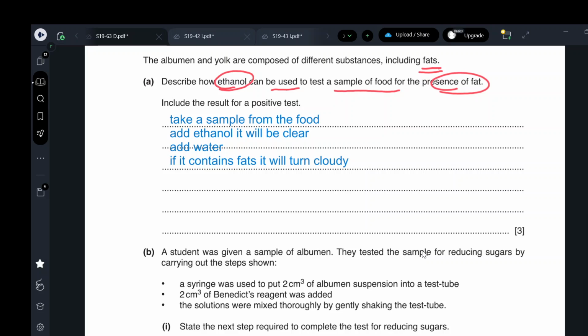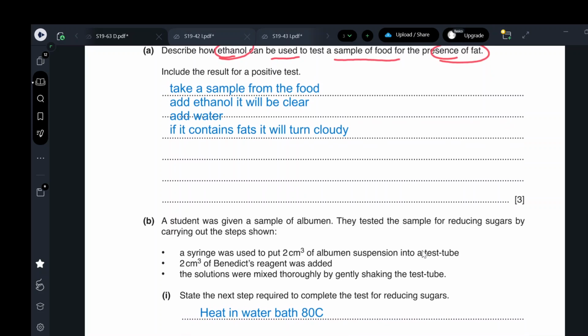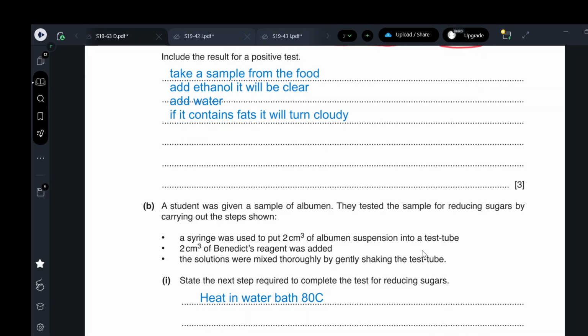After I mix, does the color appear automatically? No. You have to do an extra step, which is heating in a water bath at 80 degrees Celsius. The Benedict test does not work without heating.